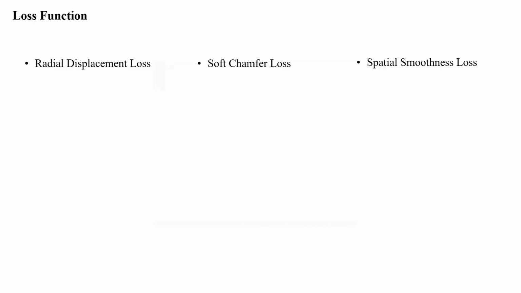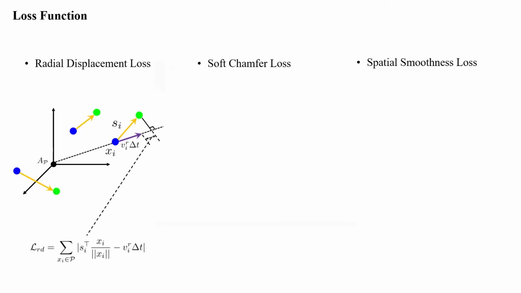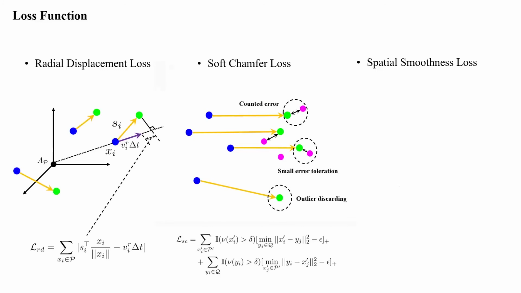We design three task-specific loss functions for robust self-supervised learning. The radial displacement loss measures the radial projection error of the predictions. Compared to traditional chamfer loss, our sub-chamfer loss discards outliers and tolerates small errors when computing loss values. A spatial smoothness loss is enforced by minimizing the weighted difference between flow vectors from neighboring points.